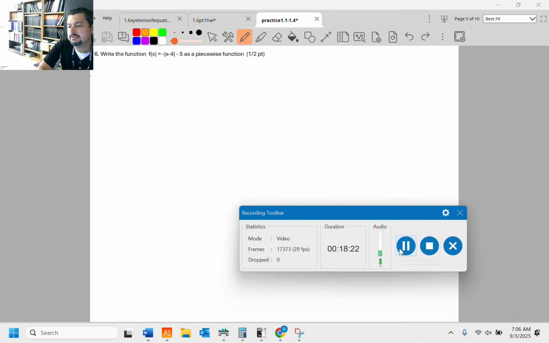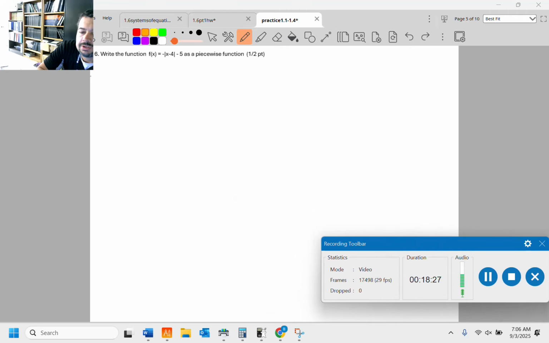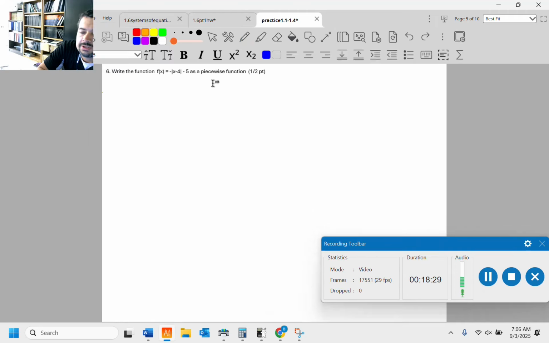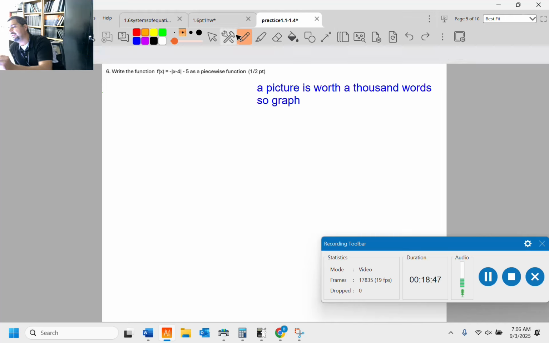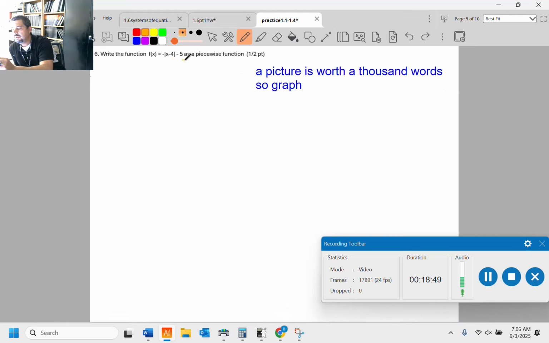Alright, so looking at number 6, I want you to remember that a picture is worth 1,000 words. The picture is what you need. Just remember that. You need the graph, because the graph is going to tell you where the interesting stuff happens. So, we graph. Now this particular function is a right 4, down 5, upside down v.